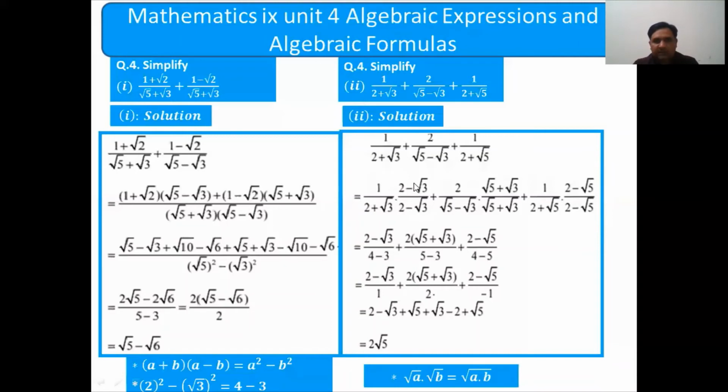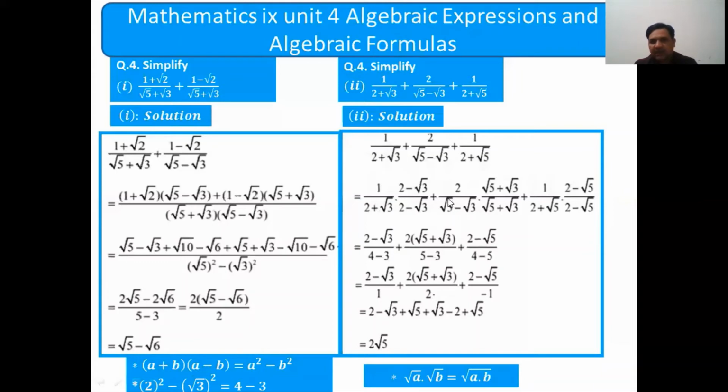So when we multiply this with 1, we have 2 minus square root of 3. Here we have to use this formula, (a plus b) multiplied with (a minus b), we have a square minus b square. So here is 2 square minus square root of 3 square. When we multiply these, 2 square is 4, and minus square root of 3 square is 3.